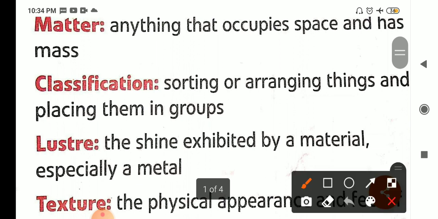Now next is classification. Next term is classification. So what's classification? Sorting or arranging things and placing them into groups on the basis of similarities and dissimilarities is called classification, right? So those substances which are similar will be grouped together, and which are dissimilar will be grouped separately. Now next is lustre. The shine exhibited by a material, especially a metal, is called lustre, or simply we can say the shine of the material is called lustre.